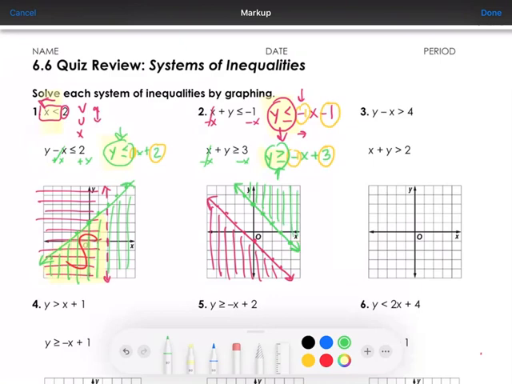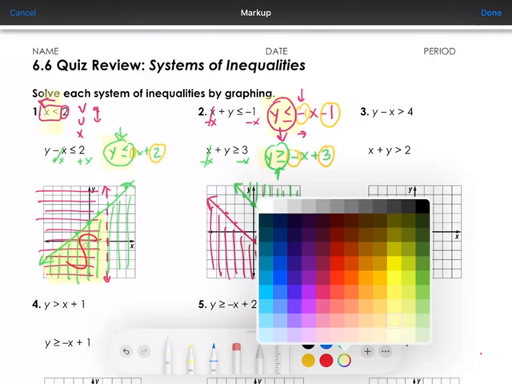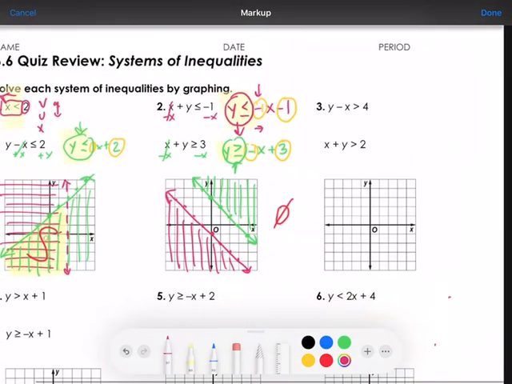All right, in this case, I can see that there's actually no overlap, so my solution is no solution. You can draw a 0 with a line through it, a slash through it, or just write no solution. Okay, next one.